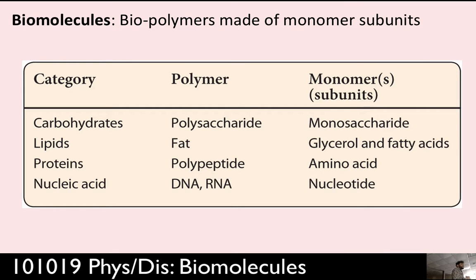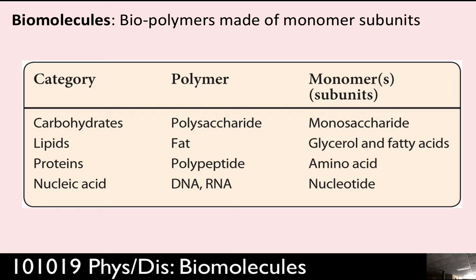And here is a way to think about them. These are the four categories: carbohydrates, lipids, proteins, nucleic acids. And all of them are able to be built up into these chains, these larger structures, from smaller subunits. And that's what the smaller subunits are, what we call monomers. Mono meaning one.